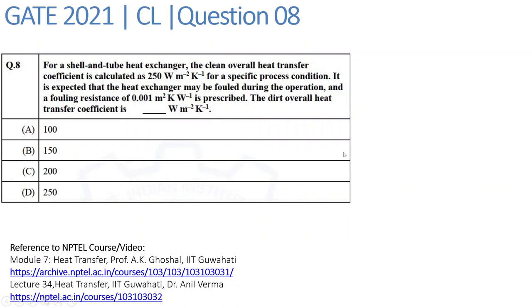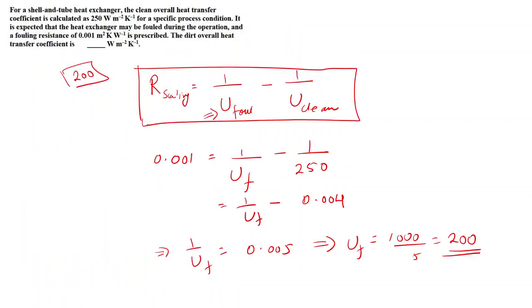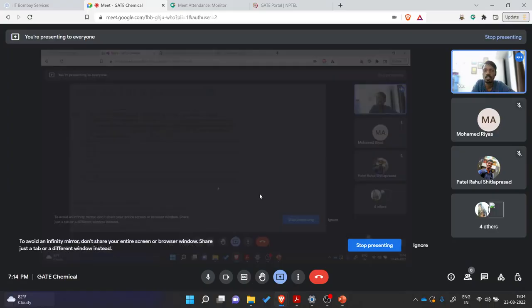So in the second question, we have been given a shell and tube heat exchanger and a clean overall heat transfer coefficient, and it is expected that the heat exchanger may be fouled during the operation, and a fouling resistance of 0.01 meter square Kelvin per watt is prescribed. So we have to find the overall heat transfer coefficient when the heat exchanger is dirty. So let's look at the video solution of this question.